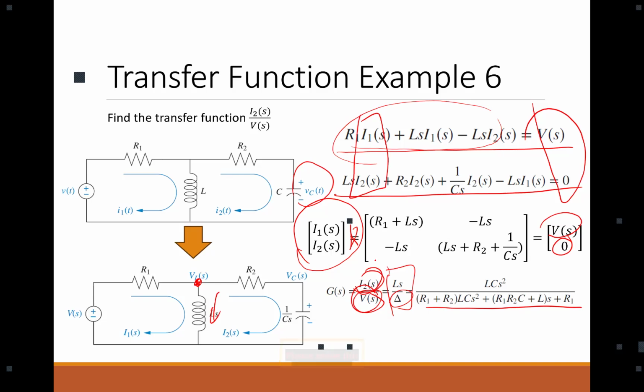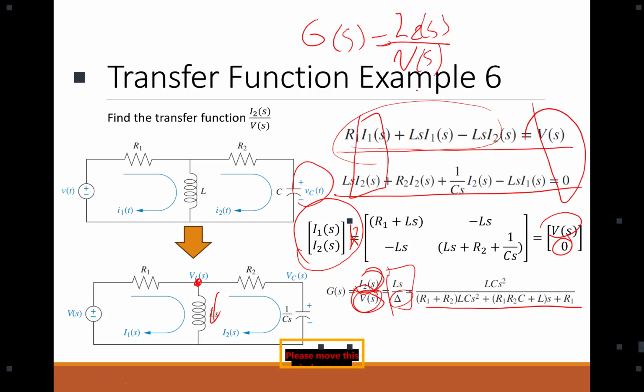Now I was saying, move the voltage to the side. Here, this equation, G of S is I2 of S over the voltage source that we have. Now, I want you to find H of S, which is the voltage across the capacitor in the S domain over that input voltage.